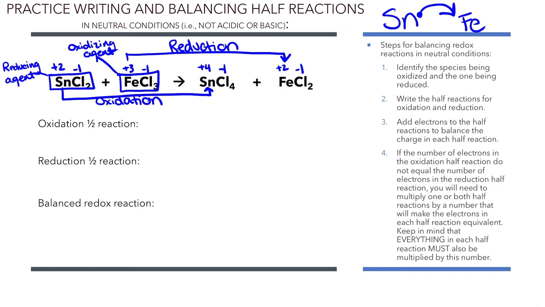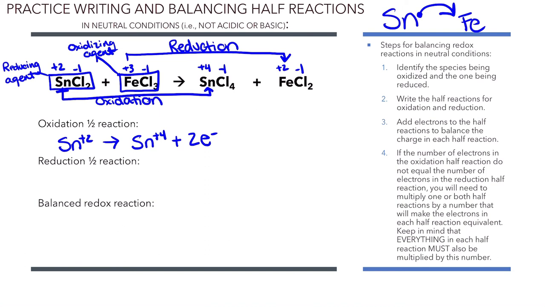So now let's go ahead and write our half reactions. The first half reaction we're going to work on is our oxidation half reaction, and we said that tin was oxidized. So we're going to start with tin. Tin is Sn +2 on the reactant side, and it's going to lose electrons because it is being oxidized. And so we show what happens to tin afterwards: we have Sn +4. In order for tin to have gone from a +2 ion to a +4 ion, it would need to have lost 2 electrons.